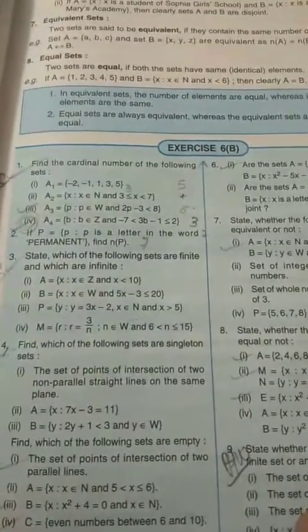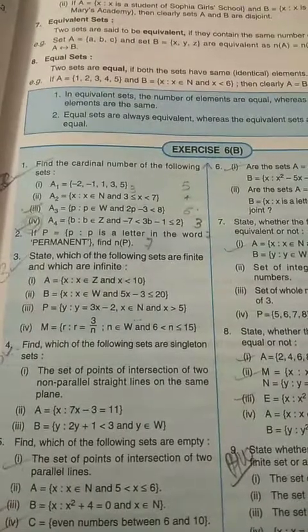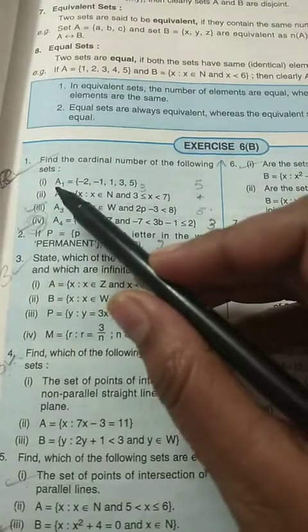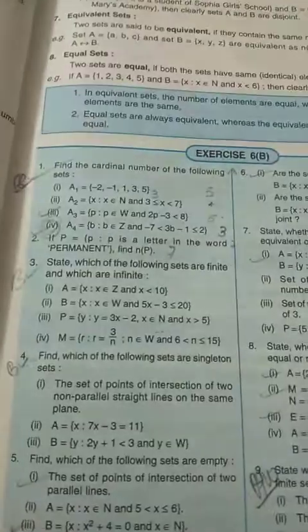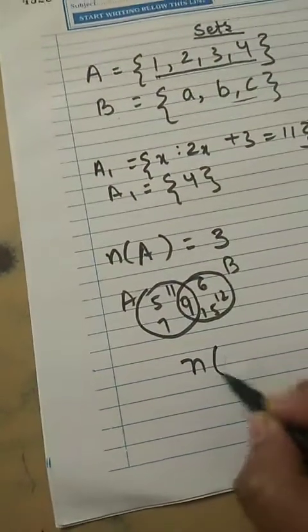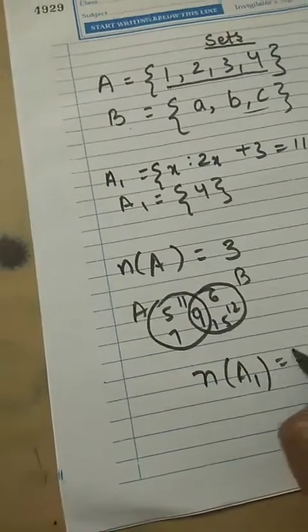Now again, exercise 6B, you have to do it in the book itself, you don't have to do this in the copy. Now here if you just see, cardinal number of A1 will be 1, 2, 3, 4 and 5. So cardinal number of A1 will be 5 and you will represent it like this, n(A1) equal to 5. In a similar way, you can do these questions in the book itself. This exercise is to be done in the book.